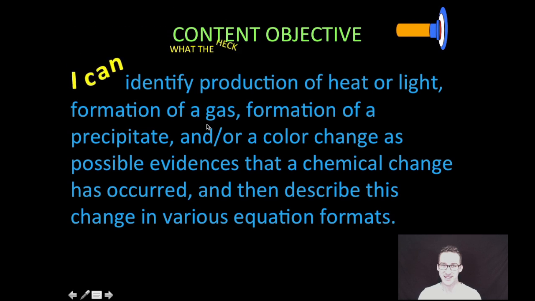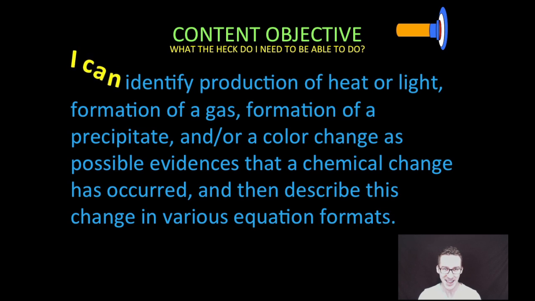It's Mr. Boylan. Hope you're ready for some more chemistry fun. Our content objective for today: I can identify production of heat or light, formation of a gas, formation of a precipitate, and/or a color change as possible evidences that a chemical change has occurred, and then describe this change in various equation formats. Gonna be a good time.